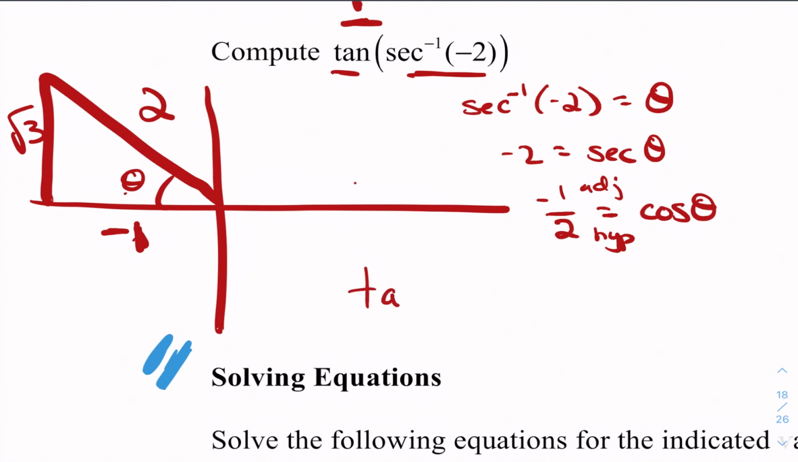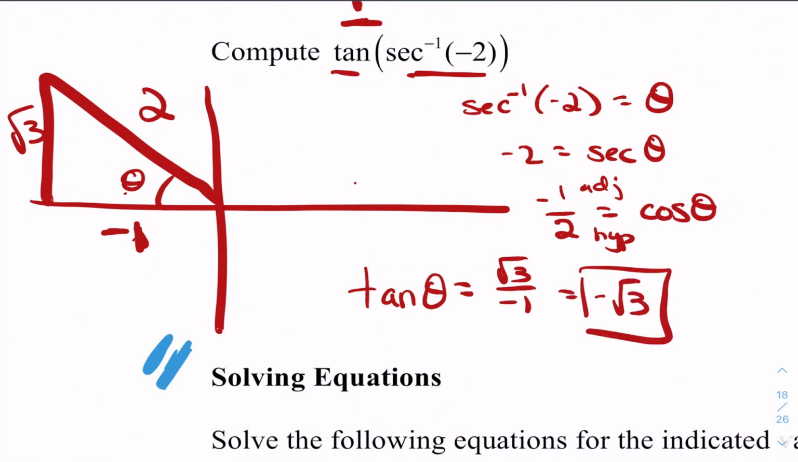Now, if I ask you what is the tangent in that triangle, we would do opposite over adjacent, square root of 3 over -1, which is the negative square root of 3. Once we're able to know these basic properties, it's pretty simple to find the values.